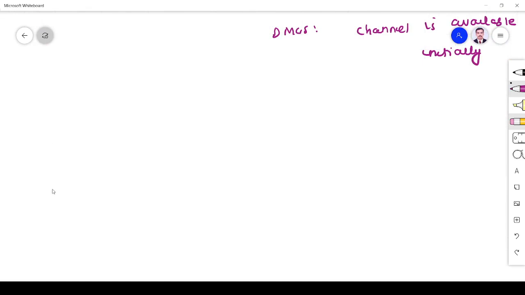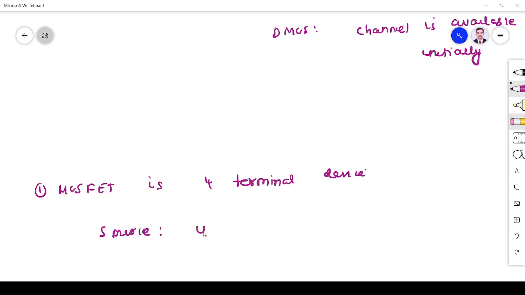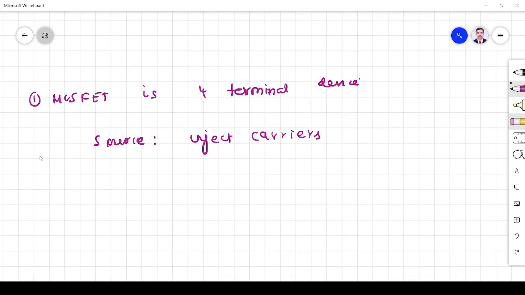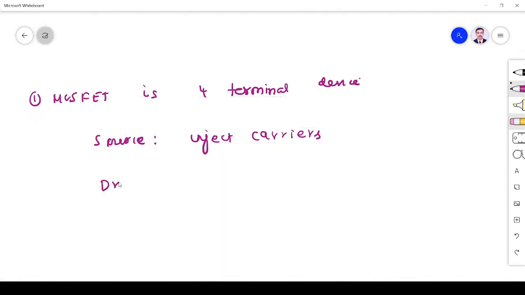Okay, so what we understood, simply I write again, MOSFET is a 4-terminal device. First thing we have to know that. Those terminals are source. What will source do? Source will inject charge carriers. That is the function of source. Second one is drain. What will drain do? Drain will absorb charge carriers.